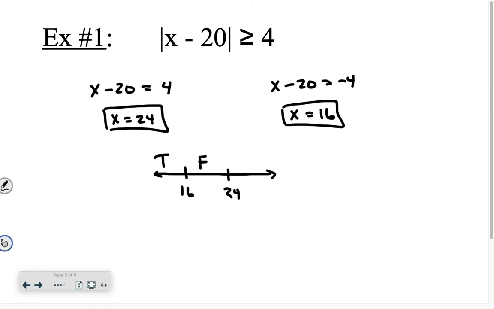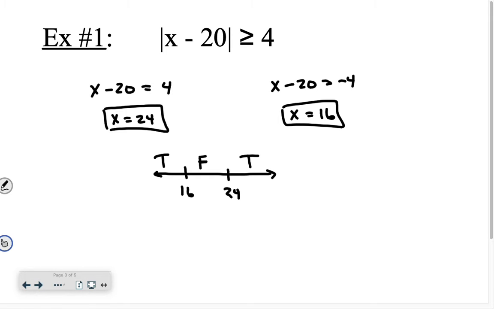And finally, last region, anything greater than 24. The other class said 25. Let's pick 25. Plug it in. You get 5. Absolute value is still 5. Greater than or equal to 4. True statement. So we actually have 2 regions here that are going to be part of my answer. And now we write it in interval notation. We write our final answer and put the intervals down.